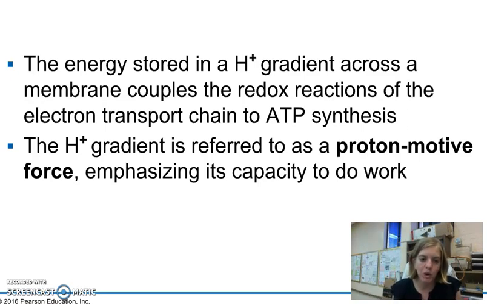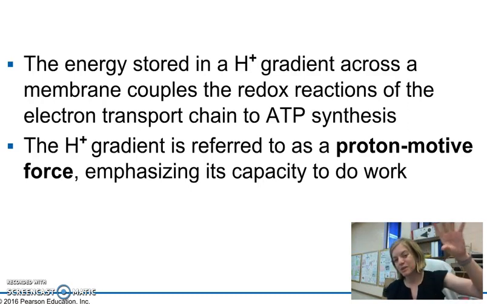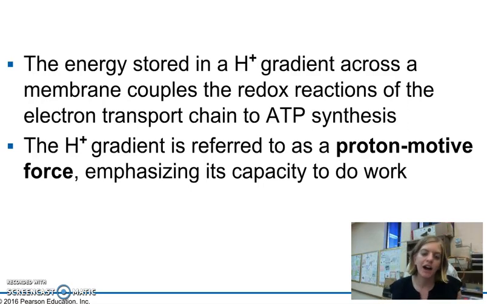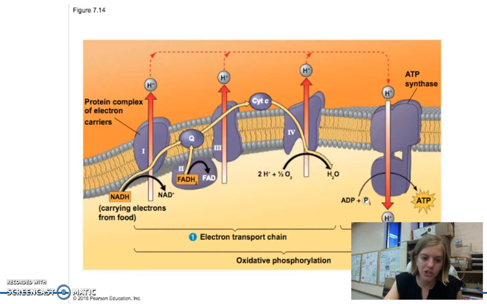And this is what brings us, so the electron transport chain, when those electrons go through, they create that proton gradient. So that's how the electron transport chain relates to chemiosmosis, is that proton gradient is created by the ETC, and then that proton gradient powers the ATP synthesis. So this is going to show you now a visual explanation of what's going on here.